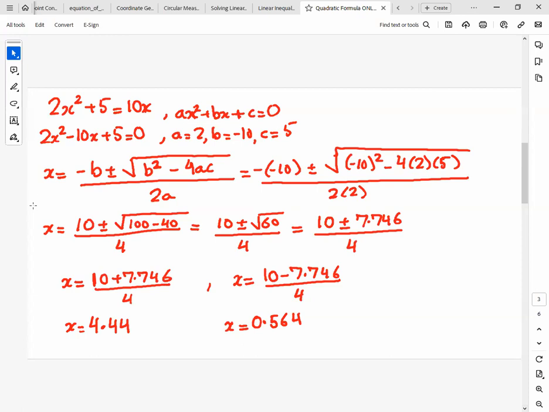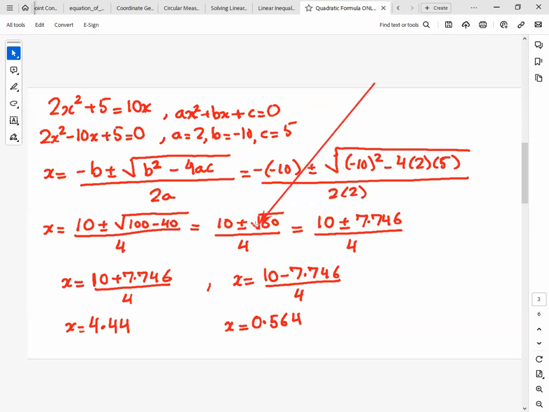Look at this next equation. Now in this next equation, the initial equation is not in ax² + bx + c = 0 form. So you take the 10x to the other side first. So 2x² − 10x + 5 = 0. So a is 2, b is −10, c is 5. And now you substitute the values in this formula. Again, minus −10 becomes plus 10. b² is −10 squared, which is 100. And −4 into 2 into 5 is 40.